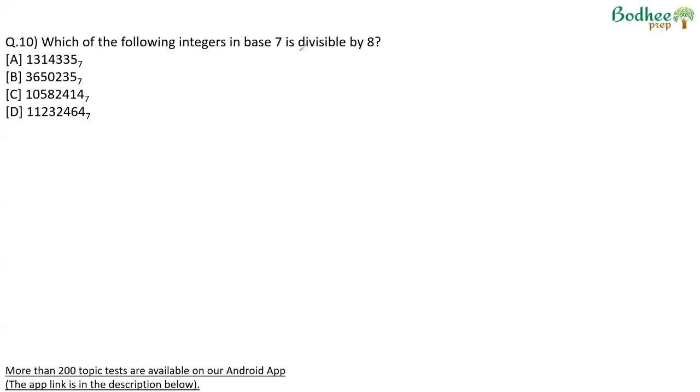Which of the following integers in base 7 is divisible by 8? Now, if I write a number in base 7, for example, the first one, 1, 2, 3, 4, 5, 6, 7. It has 7 digits. This will be 7 raised to power 0. This will have a value 7 raised to power 1, 7 raised to power 2, 7 raised to power 3, 7 raised to power 4, 7 raised to power 5, and 7 raised to power 6.